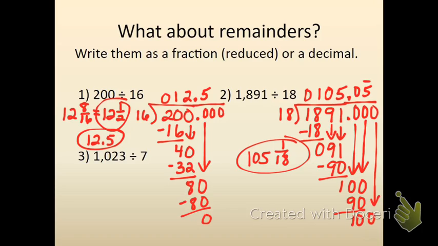So remember, we just put a line over just the part that repeats, not over the 0, 5, because that would mean it repeated 0, 5, 0, 5, 0, 5, 0, 5. But it doesn't. It just repeats 5. So our answer is 105 and 1/18, or 105.05 repeating. Those are our two choices.